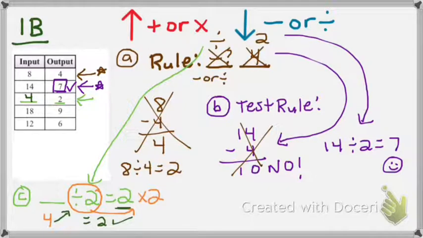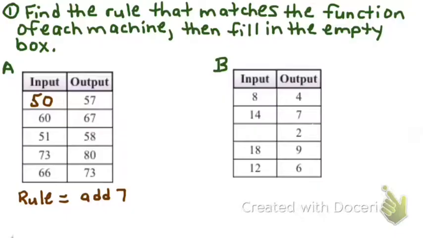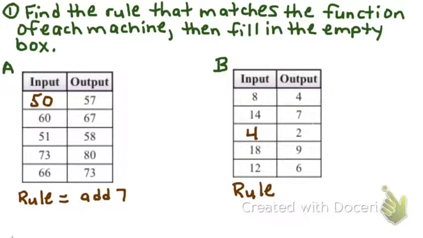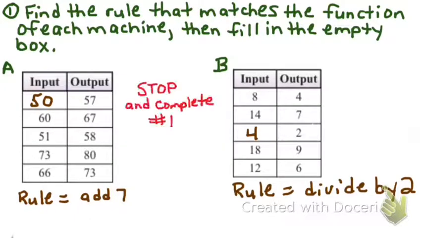Now let's go back to the original problem and fill that in. So my missing number is 4, and again it tells me to find the rule. And if I look at my work page, my final rule was divide by 2. So I will write down that my rule equals divide by 2. I found the rule for each box or each machine, and I filled in the empty box.